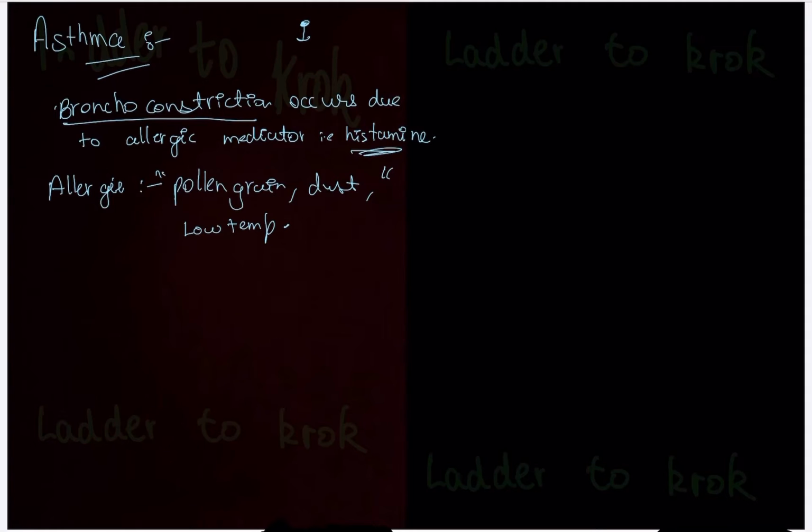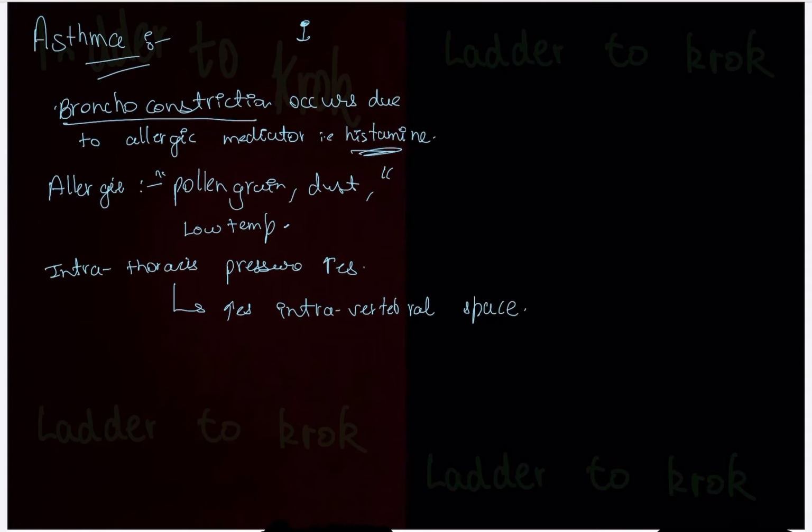In this asthma, intrathoracic pressure increases. When this intrathoracic pressure increases, it increases the intervertebral space, and because of the increased intervertebral space, they walk in a forced position. What is a forced position? When they are walking or moving normally, their back is a little bent, like old people have a little bent back. So they can breathe easily because these pressures are increased.